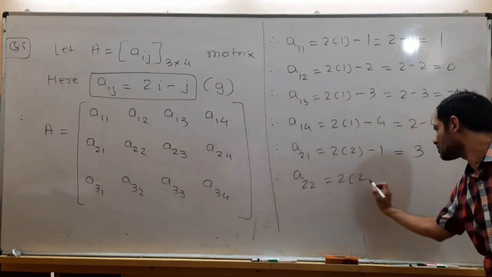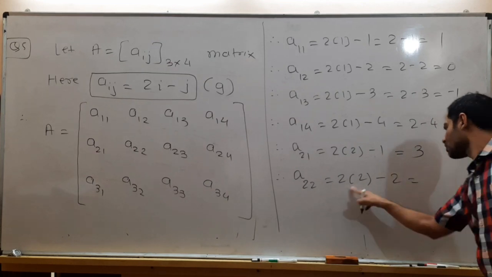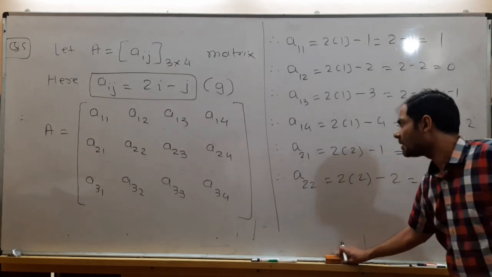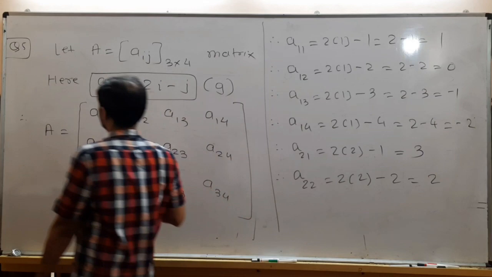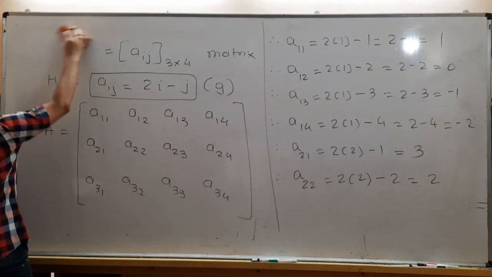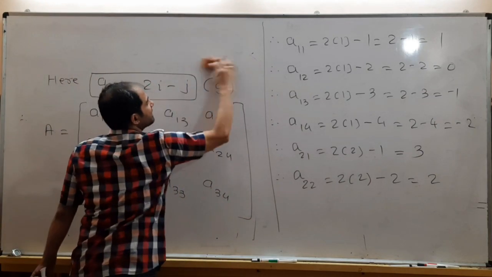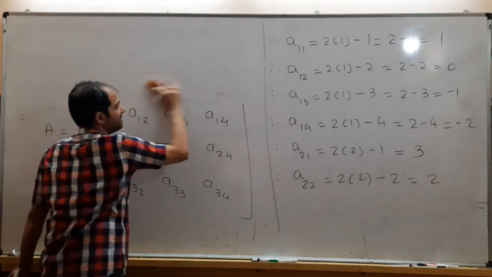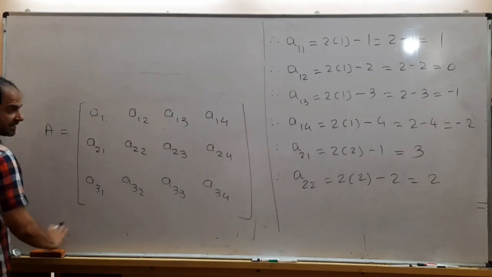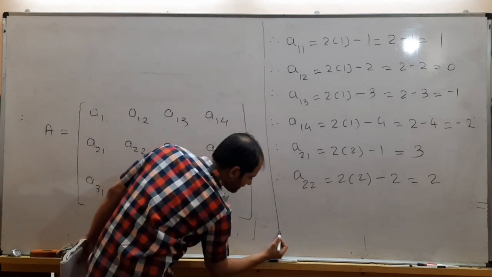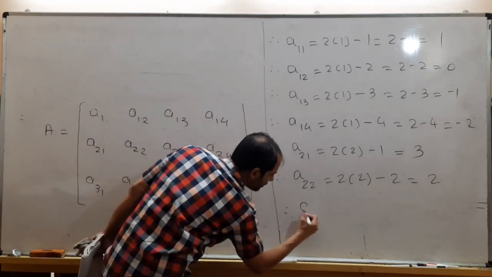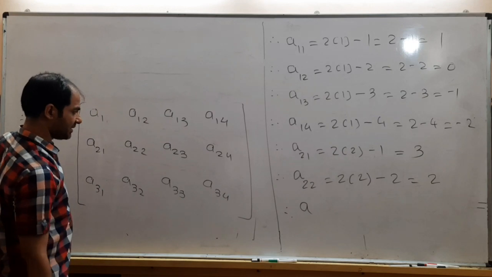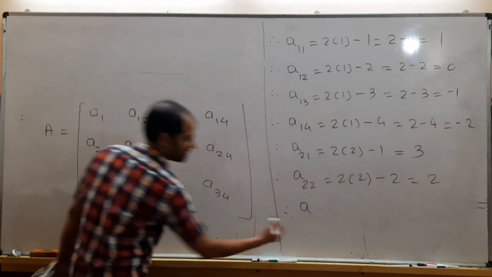I is 2, j is 2. 2 into 2 minus 2, 2 twos are 4, 4 minus 2 is 2. Otherwise we will not be able to accommodate everything. Otherwise we will be taking 1 month, or maybe 2 months, for finishing this determinants and matrices. And then we will require 2 years or 3 years to finish off the 12th syllabus, and I don't know what will then be done.